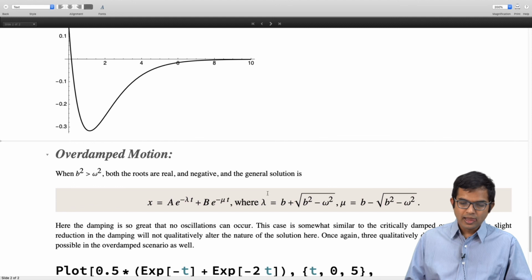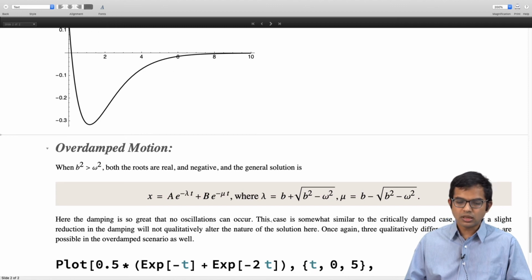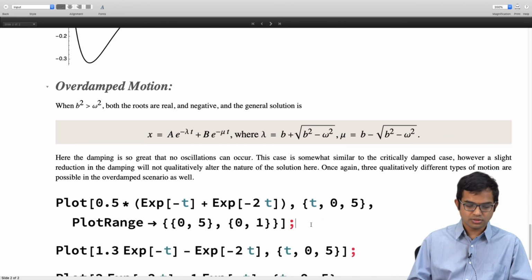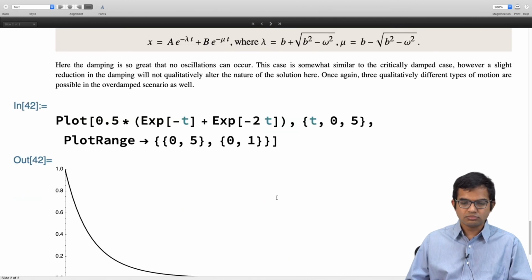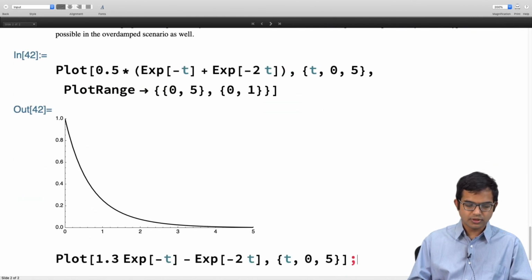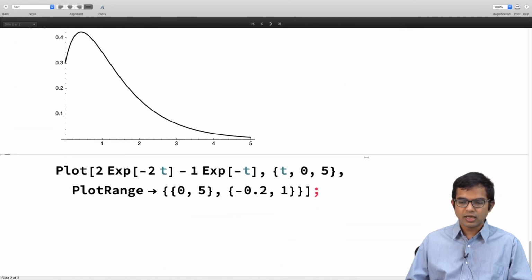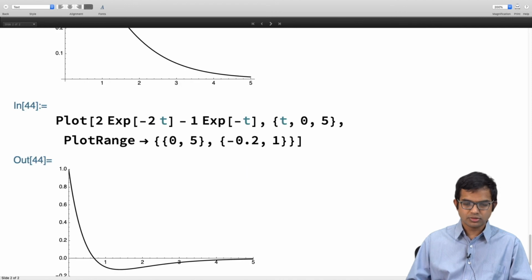Then you get your general solution by attaching these two different kinds of independent solutions. Now once again, the qualitative nature of these solutions, there are three different possibilities. So I will just show you some plots where I just played with the parameters, and I'm able to generate these three different kinds of motion.